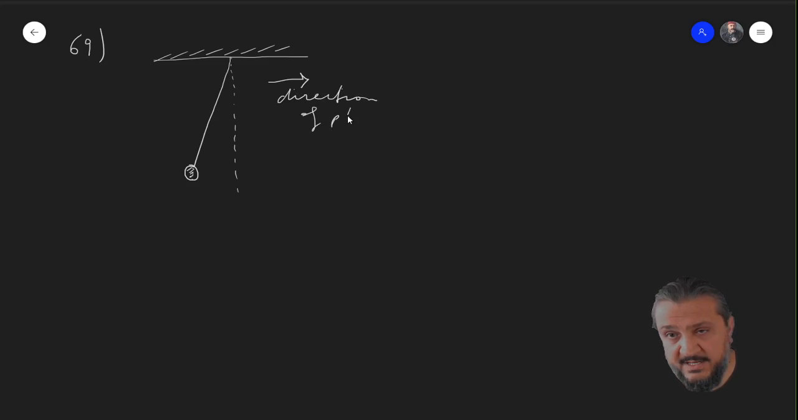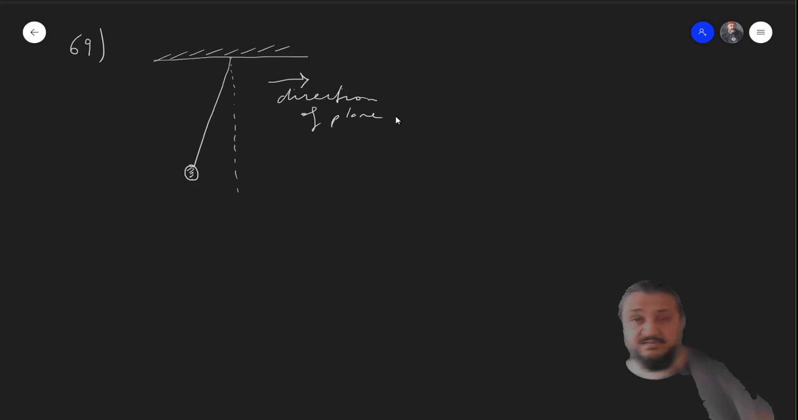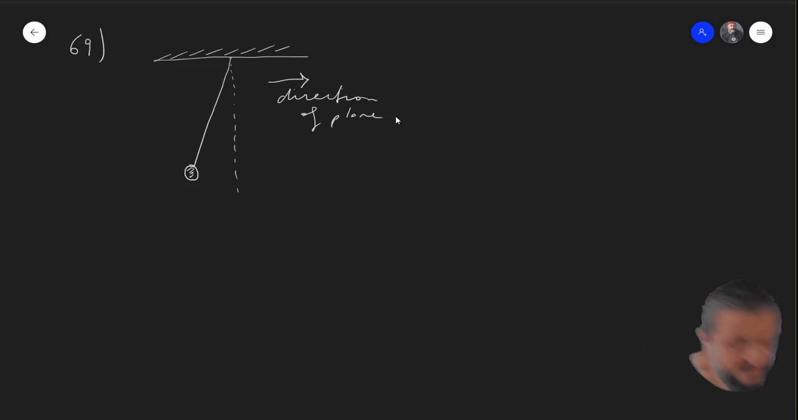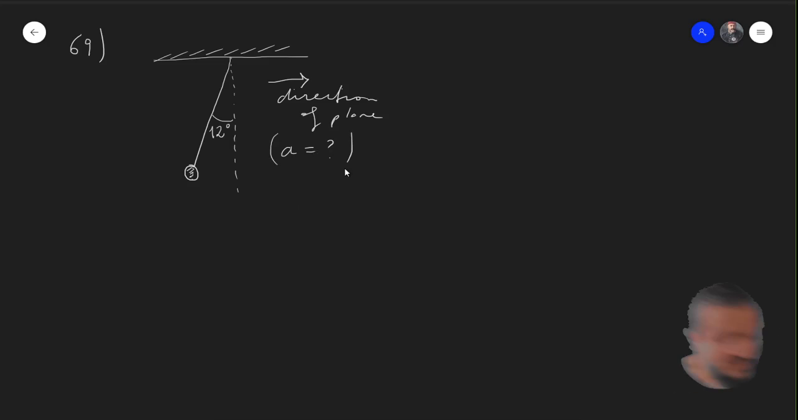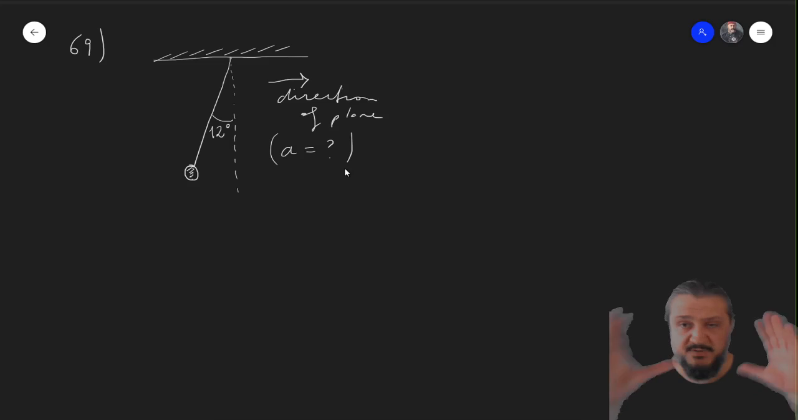Direction of plane. Okay, so it is accelerating to the right, and this is what you observe. The pendulum makes 12 degrees with the horizontal. What is your acceleration? That is the question. Okay, so this accelerometer is within a plane.